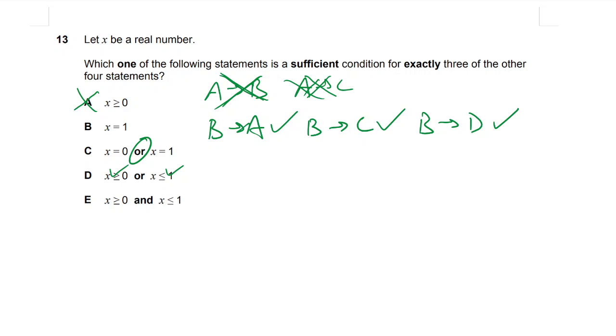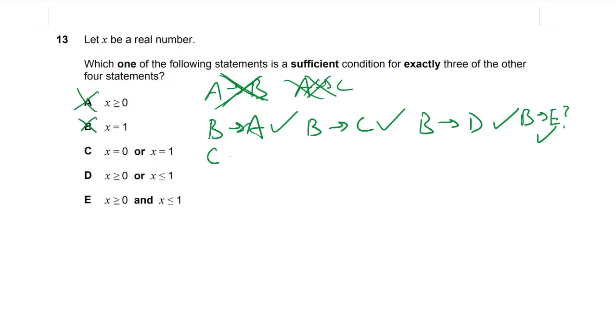How about E? Does B imply E? It does as well, because it satisfies both of them, so even with an AND inside, it's still okay. True and true gives you true, by your truth tables. So it implies all of the other statements, so not exactly 3, so that's bad. So B is no good.